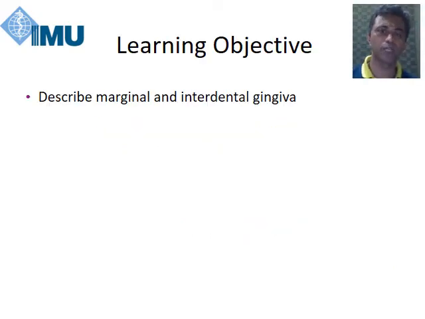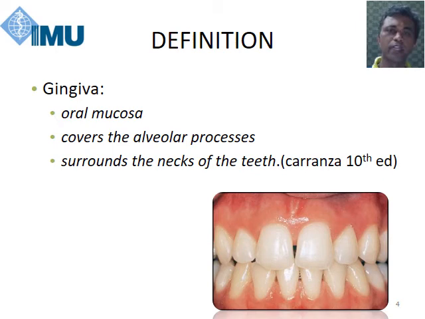So what is the learning objective going to be? It is going to describe only marginal and interdental gingiva. So what is the definition of gingiva? As we know, gingiva is that part of oral mucosa that covers the alveolar processes of the teeth and surrounds the neck of the tooth. This is the definition given by Carranza.